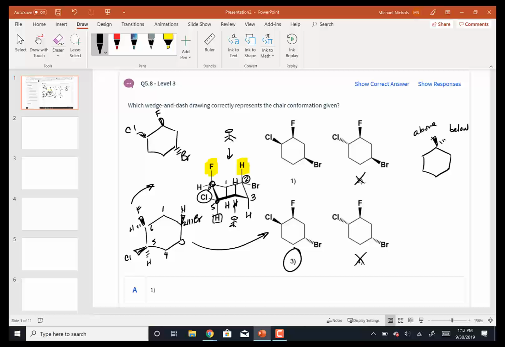And in that case, what I would do is take my molecule, take my ring, and flip it 180 degrees. That is how I would do that.